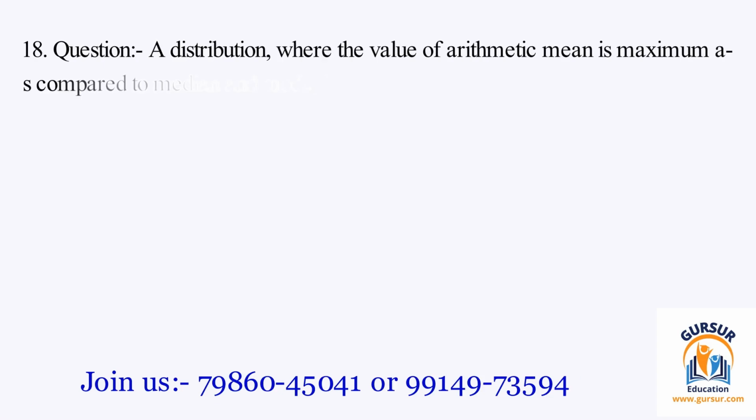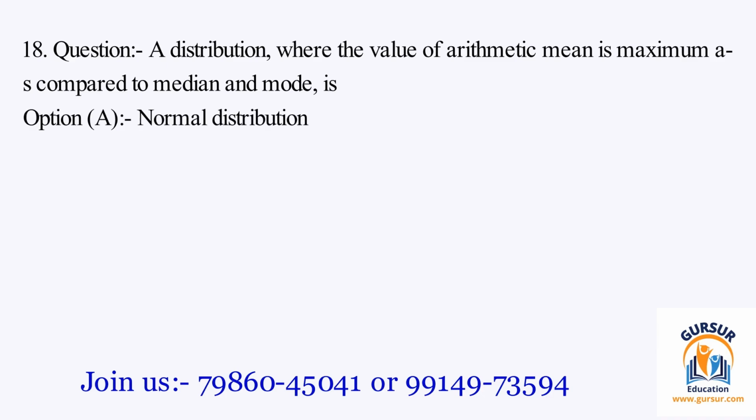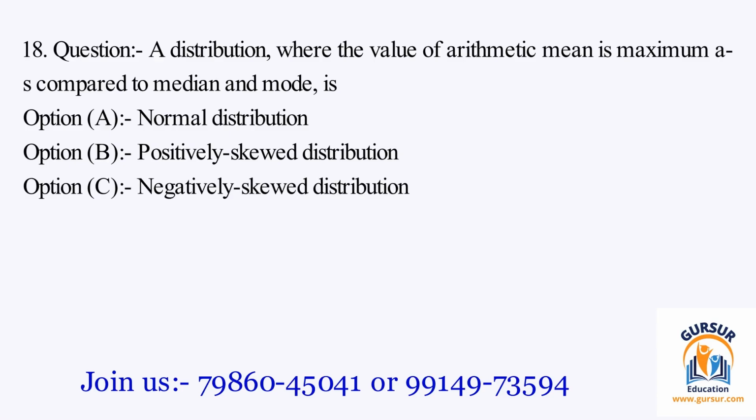Question number 18. A distribution, where the value of arithmetic mean is maximum as compared to median and mode, is. The option A is, normal distribution. The option B is, positively skewed distribution. The option C is, negatively skewed distribution. The option D is, none of these.